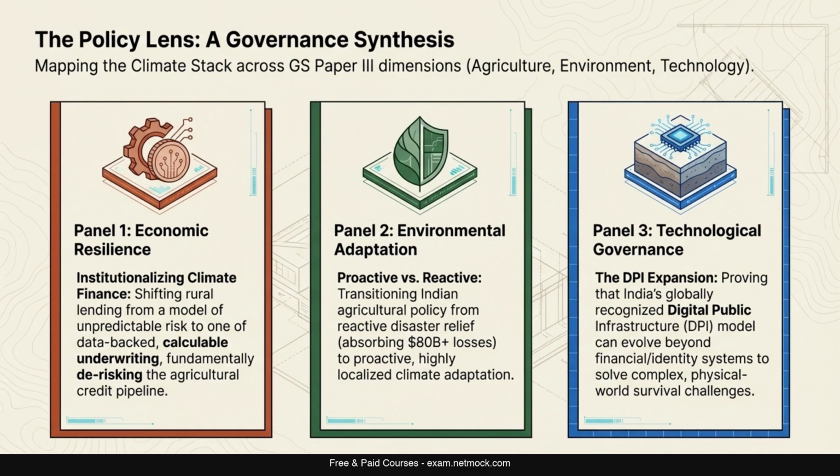For UPSC GS Paper 3, 3 dimensions. Economic resilience, shifting rural lending from unpredictable risk to data-backed underwriting. Environmental adaptation, moving from reactive disaster relief absorbing $80 billion to proactive localized adaptation. Technological governance, proving India's DPI model can evolve beyond finance to solve physical world survival challenges.